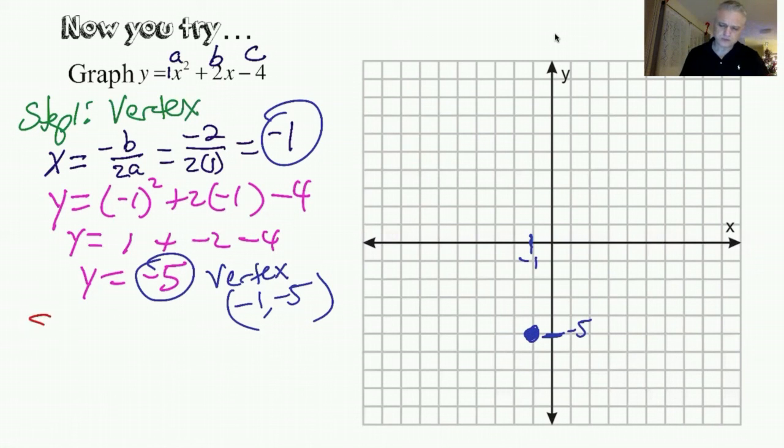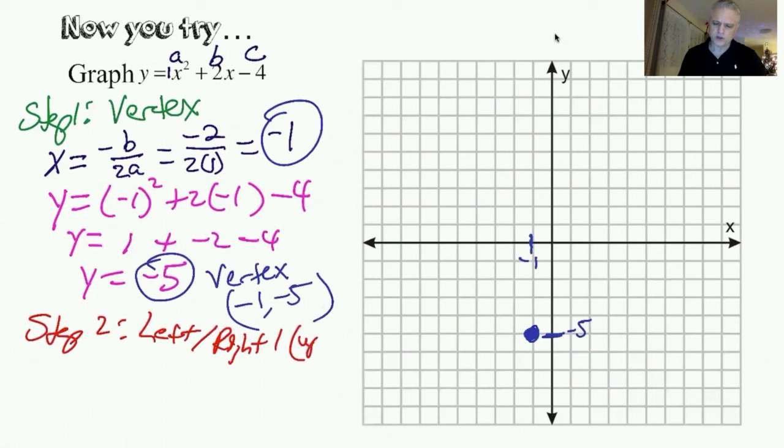Okay, my A is 1, so that makes it kind of nice, right? So step 2 is graph more points by going left and right 1, okay, which means we're going to go up because it's a positive x squared and a is a positive 1. So up 1 squared times the a, which is 1. 1 times 1 is 1. So we go left 1, up 1, right 1, up 1.